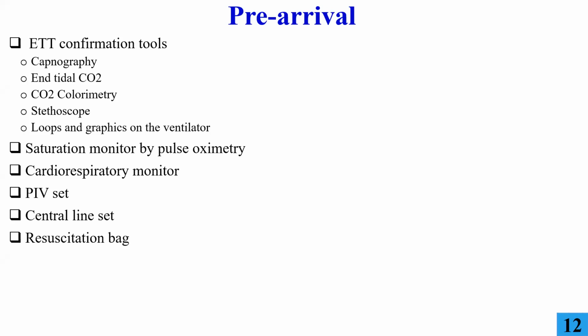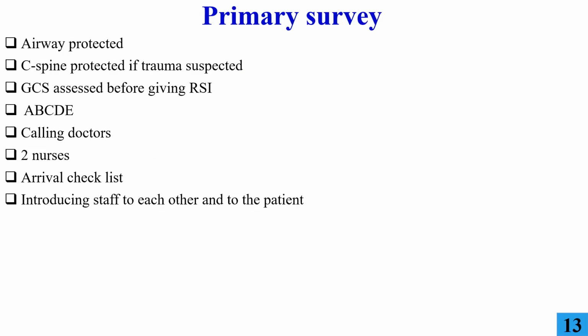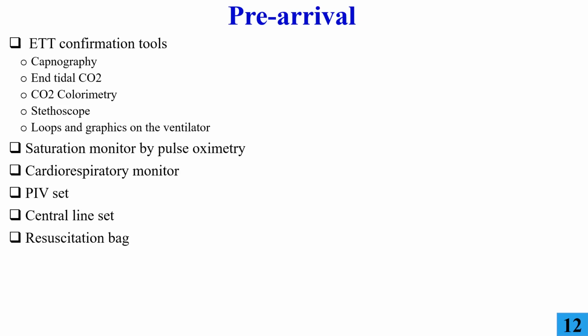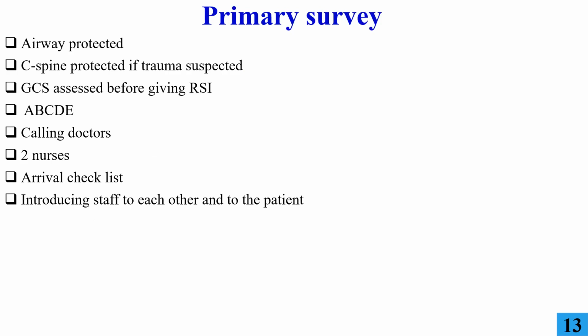We need a cardiorespiratory monitor with probes on the chest. We need a peripheral IV set, and I will show you the checklist of peripheral IV. We need a central line set, and also I will tell you about it. And we need a resuscitation bag, and then we'll work together on the resuscitation bag. So after this pre-arrival checklist, you also have a job when the baby arrives.